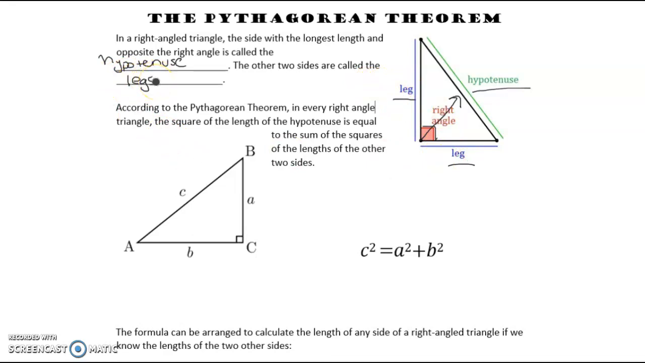According to the Pythagorean Theorem, in every right triangle, the square of the length of the hypotenuse is equal to the sum of the squares of the lengths of the other two sides. Okay? So that's where this formula right here comes from. So we draw a line from the corner through the square, and it shows us our hypotenuse.